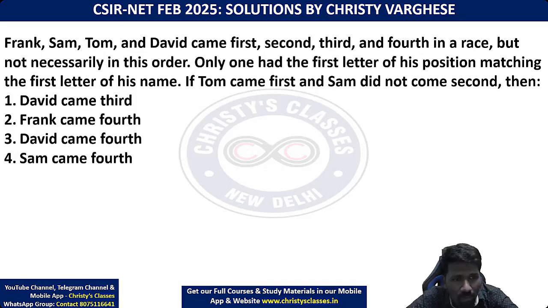Frank, Sam, Tom, and David came first, second, third, and fourth in a race, but not necessarily in that order. Only one had the first letter of his position matching the first letter of his name. Same type of question we have seen earlier. Four people were there. So first letter of position means these first letters: F, S, T, F.